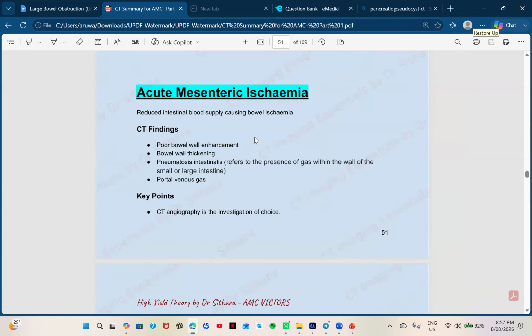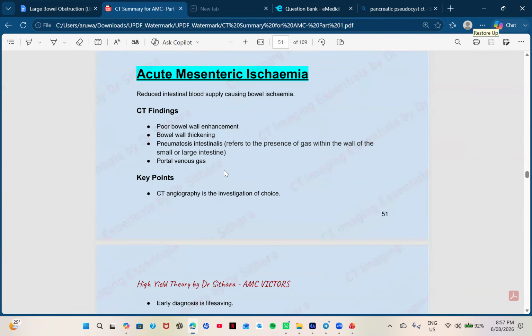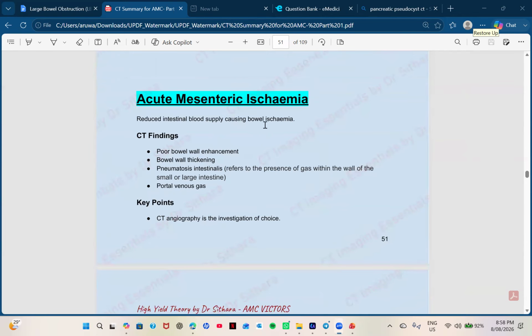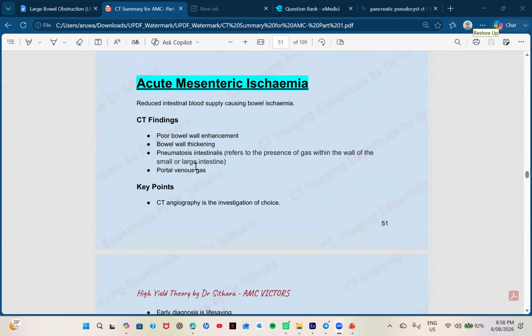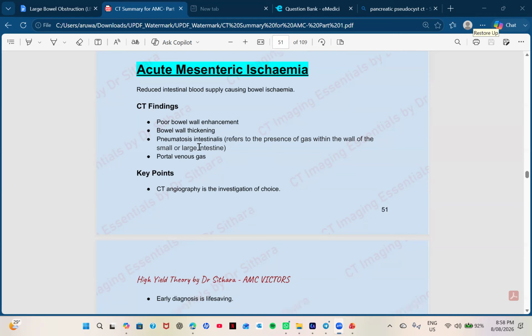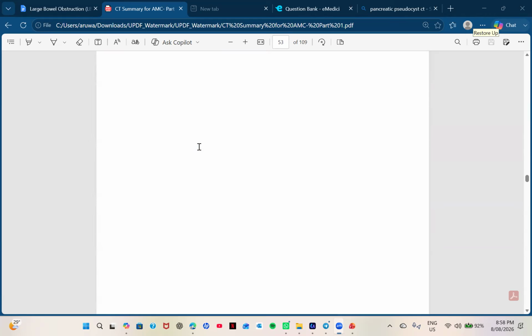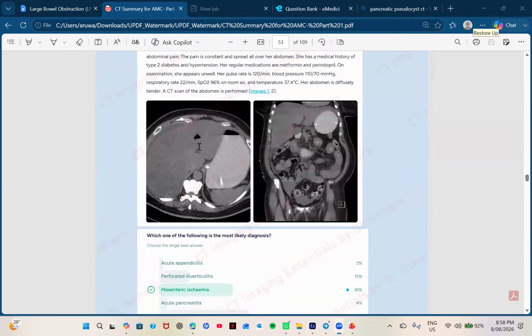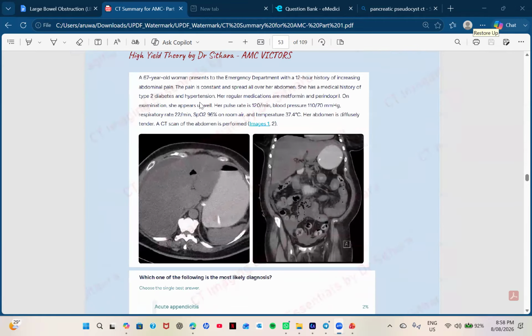So this part, they are asking about acute mesenteric ischemia. This is very important because they have given it in emergency also. Make sure you know the CT images given in the e-medicine you have already covered. That is the only thing I can tell you. So how does acute mesenteric ischemia present? Tell me, doctors. Ischemia means reduced blood supply, right? So what are the CT findings you can see? First, we'll do some questions.